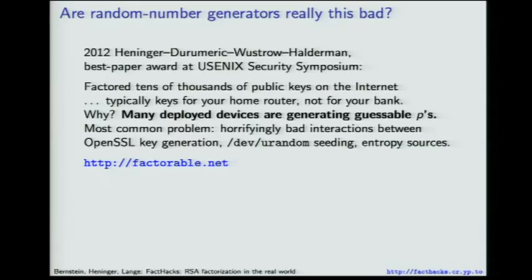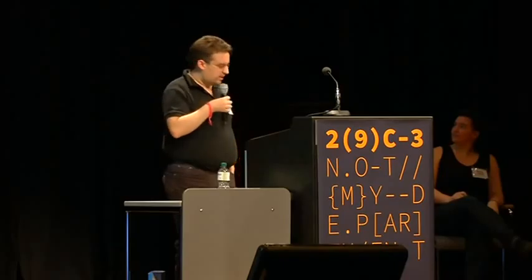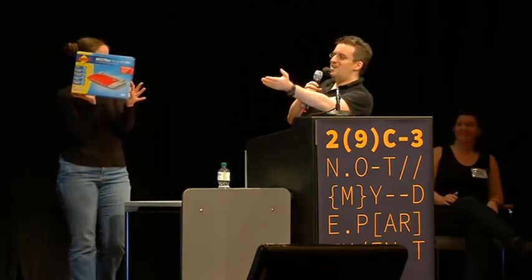And so they factored tens of thousands of keys and said that these keys are, well, typically not your bank keys. They're going to be, say, keys for your home router. So the vulnerable devices are not going to be, say, a big server out there. The vulnerable devices will be your Fritzbox.